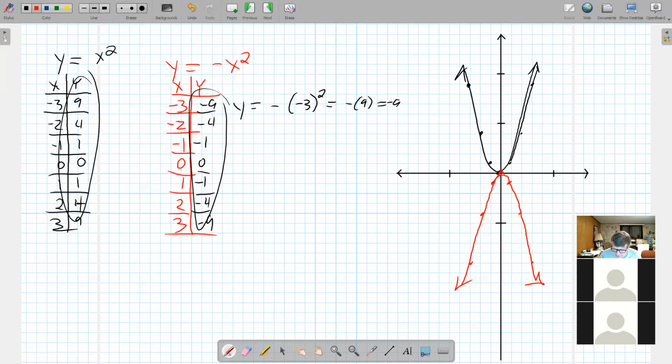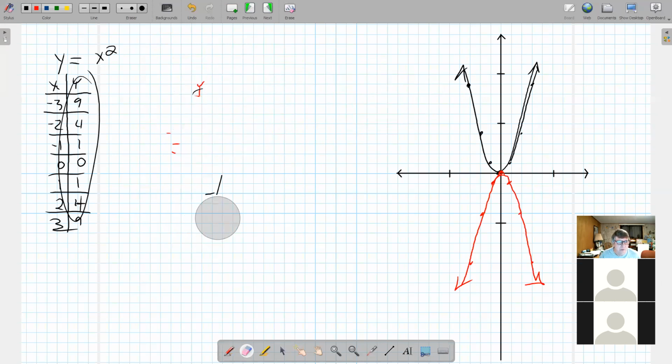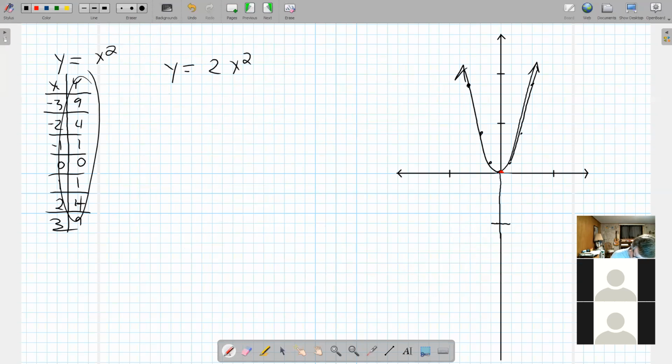Now, let's take a look at, let's see here. Let's do this. Let's get rid of that. And here. Put this line back in here, sort of. Okay, what about y equals 2x squared? What would that look like? In other words, what if we change our coefficient to something other than just an implied 1?